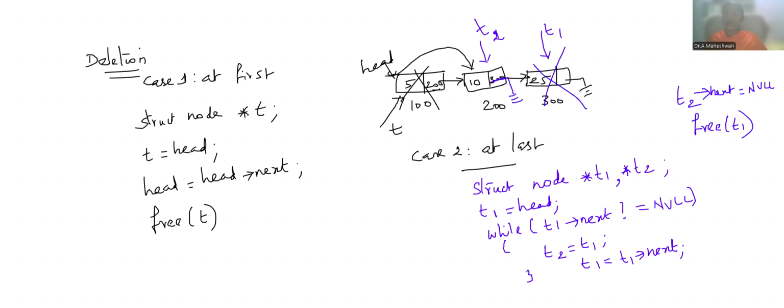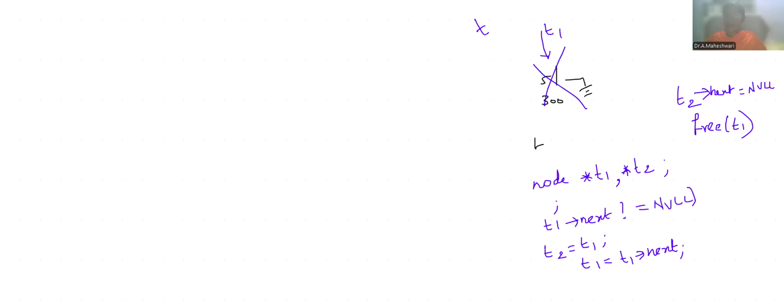Okay. So I have 3 nodes now in my list before deletion. Using the first case, I deleted the first node. Using the second case, I deleted the last node. Now I have only one node. Okay. So we'll do one more case. Deleted middle.